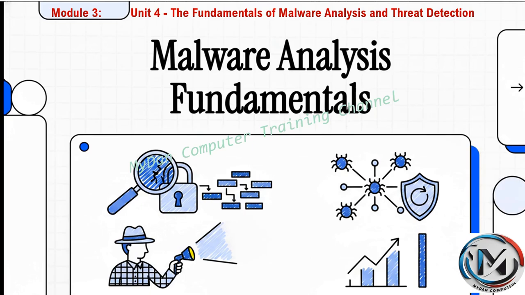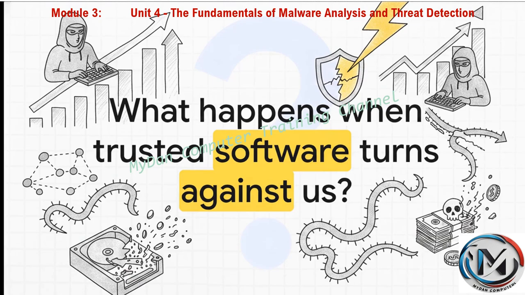Let's get into it. It really begs a serious question, right? What happens when the software we trust turns against us? Because we aren't just talking about a computer running a little slow here. We're talking about massive data loss, severe network disruption, crippling privacy breaches, and frankly, absolute financial ruin. The stakes literally couldn't be higher.